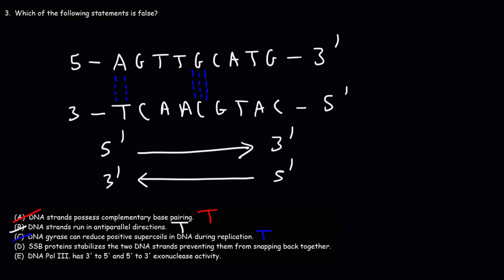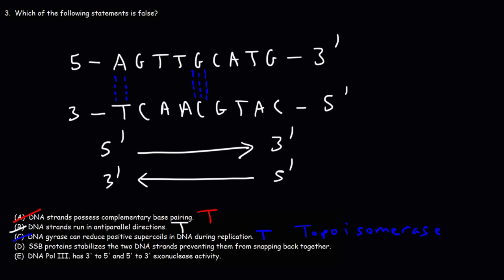Keep in mind, DNA gyrase falls in the category of topoisomerases. I always have issues saying that word. So DNA gyrase, a type of topoisomerase, can reduce positive supercoils and can reduce torsional strain ahead of the replication fork in DNA replication. Sometimes my words just don't flow smoothly off my tongue. What can I say? It happens.